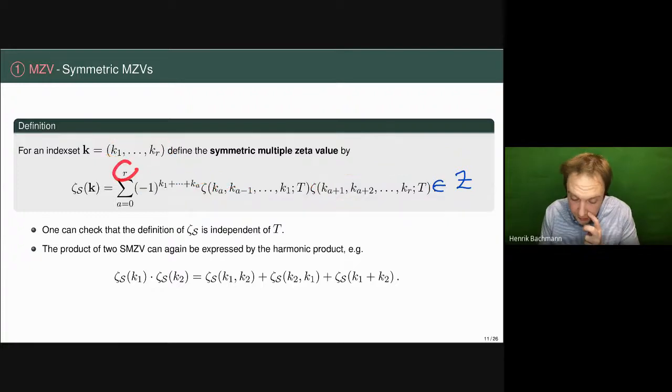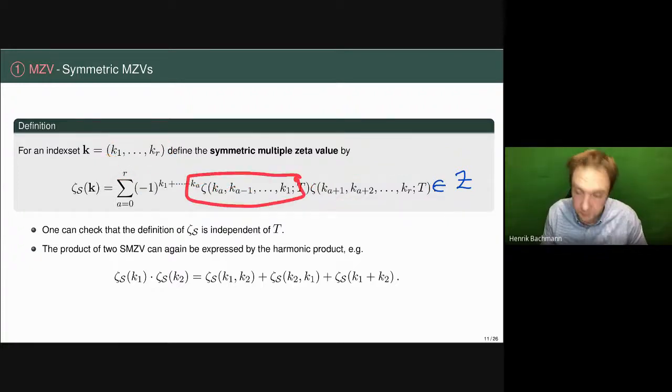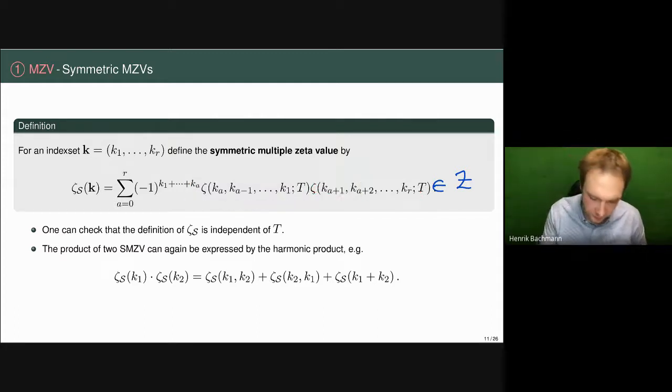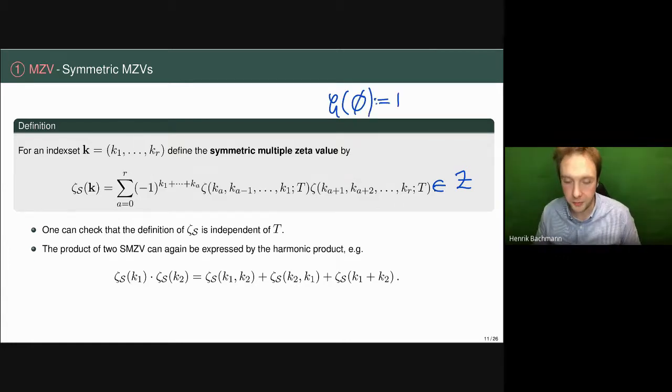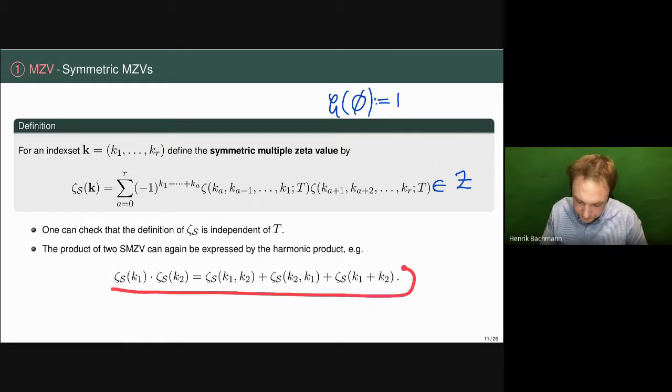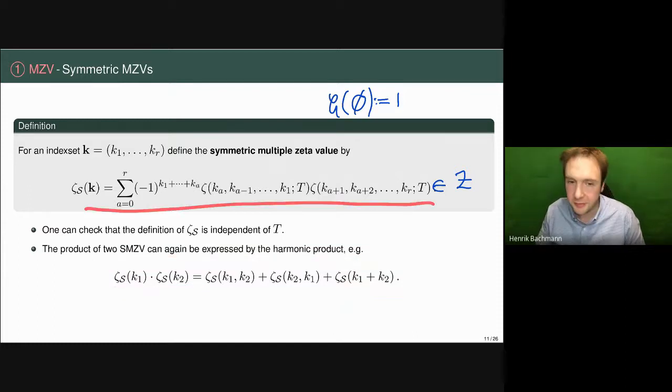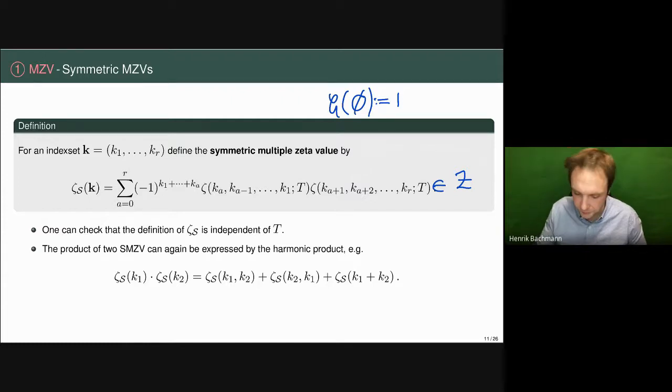Also, if a is r, then you get here everything in the reversed order, and this here should be seen as 1. So maybe I should have defined that the zeta of the empty index is 1. Okay, and then one can check, which is not obvious from this definition, that these objects also satisfy this harmonic product. So it's exactly the same formula, which is maybe not so obvious from this definition, but this is also not so hard to show.